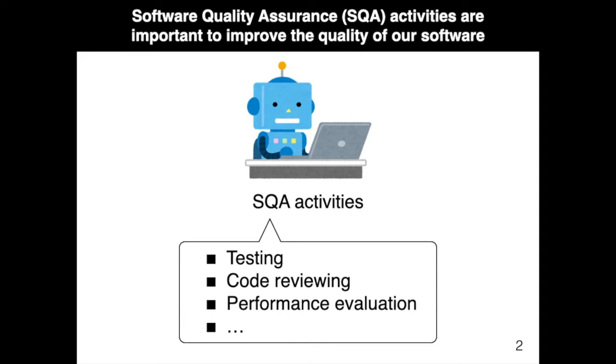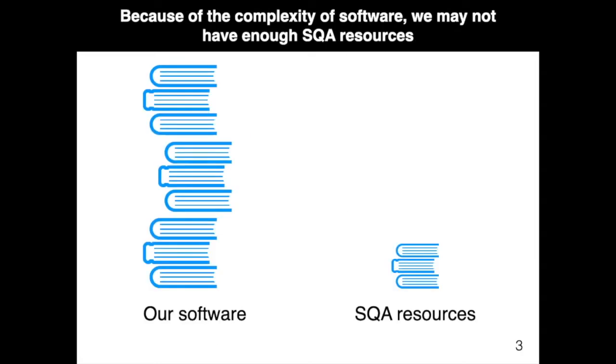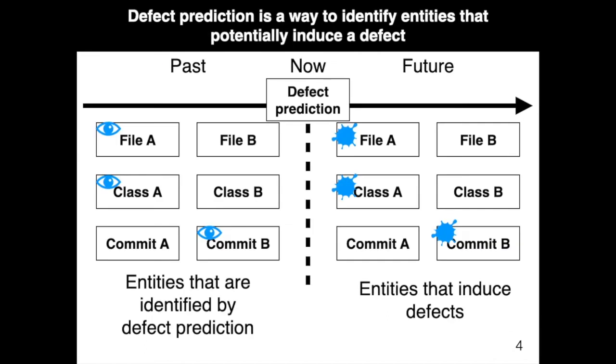Software quality assurance is an important activity to improve software quality, such as test, code review, and performance evaluation. However, recently the size of the software becomes bigger and bigger, while software quality assurance resources are not enough. Defect prediction is a way to remedy this challenge. What defect prediction does is to inspect software and identify entities that potentially induce a defect in the future. If such entities are detected, software developers could align their software quality assurance effort appropriately.